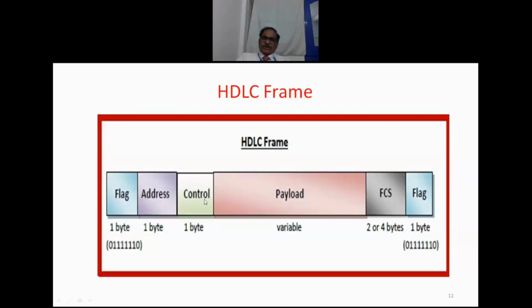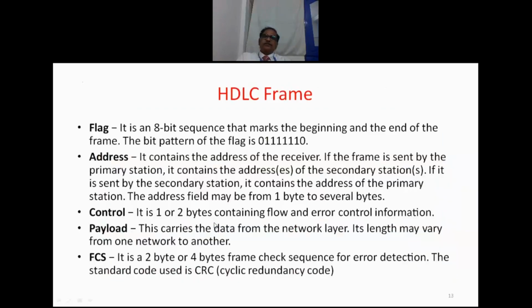Now out of this, the control field we'll see a little later, it indicates the type of the frame. What are those types? We will see. Already what we have seen, the flag byte indicates the beginning and ending of the frame, with the value of the flag byte being 7E. The address contains the receiver's address. If the sender is the primary, the receiver will be the secondary. If the sender is the secondary, the receiver will be the primary.